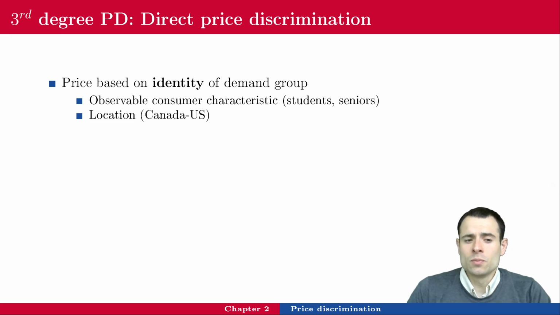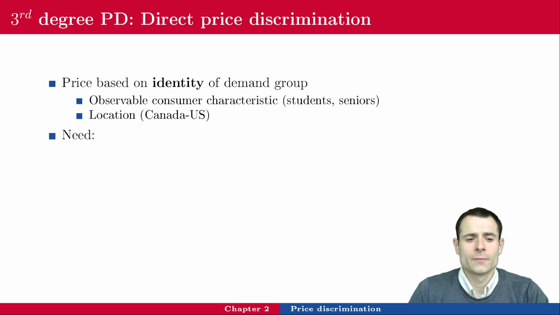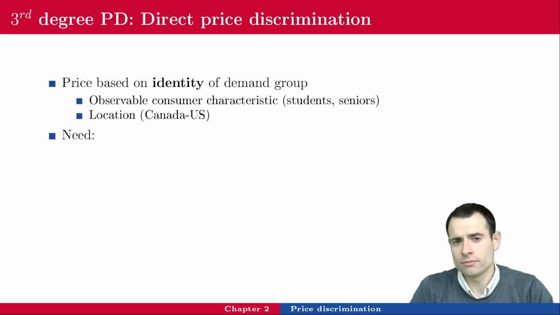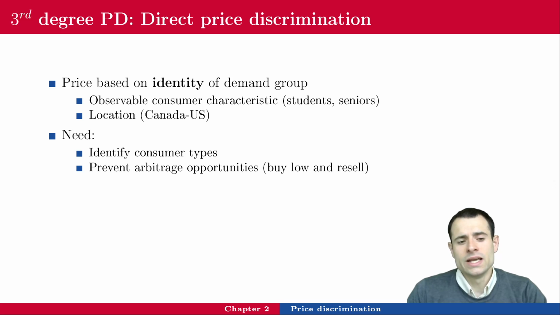The identity of the demand group could be location-based. Stores like Safeway and Costco are operating in both Canada and the US, for instance. Some of the goods they sell are exactly the same, yet the prices could be different. In order to implement this type of price discrimination, the firm needs to identify consumer types one way or another, and it needs to be able to impose a price on a certain type of customer. And again, it needs to be able to prevent arbitrage opportunities.